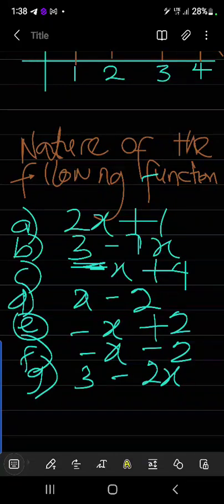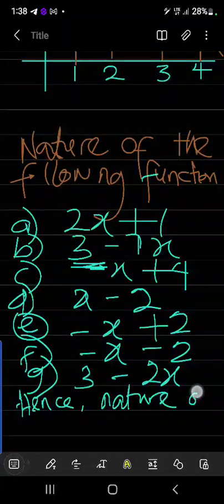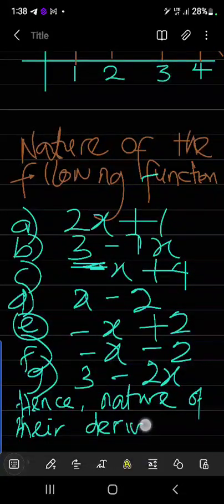Either they are increasing or decreasing, and give your reason. And also, hence, how will their derivatives look? That is, will their derivatives be positive or negative? Tell us the nature of their derivatives. Are we together here? So that is the assignment I want you to do.